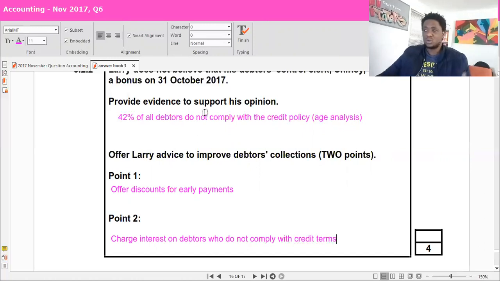Yes, so you only had to offer 2 points, but there can be many other points. For example, the screening process before you allow someone to buy on credit, you can tighten that. You can send reminders to debtors and all those, as long as your answer makes sense and it can show that if you do this, you will improve the collection.